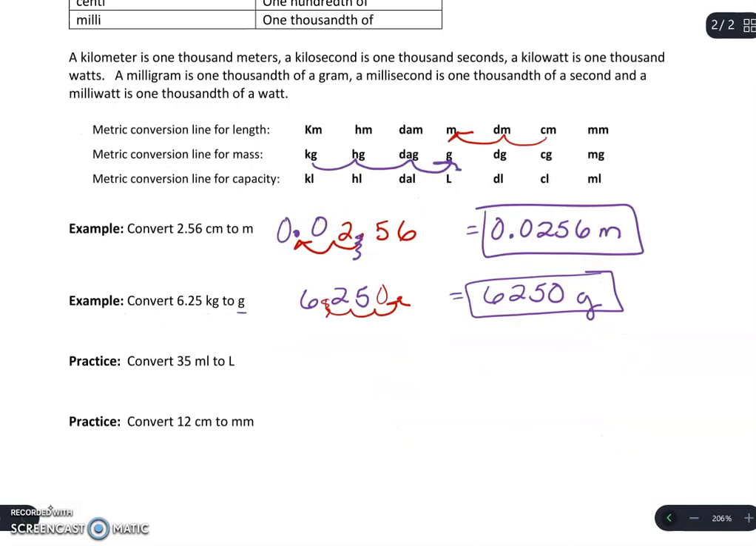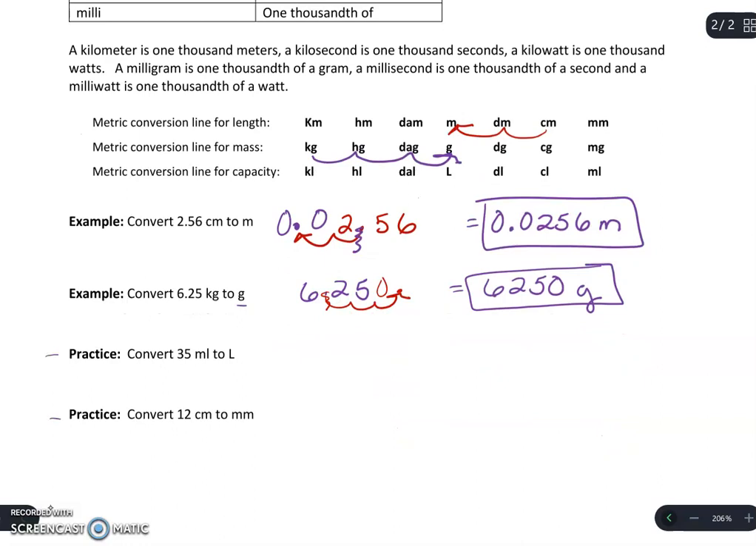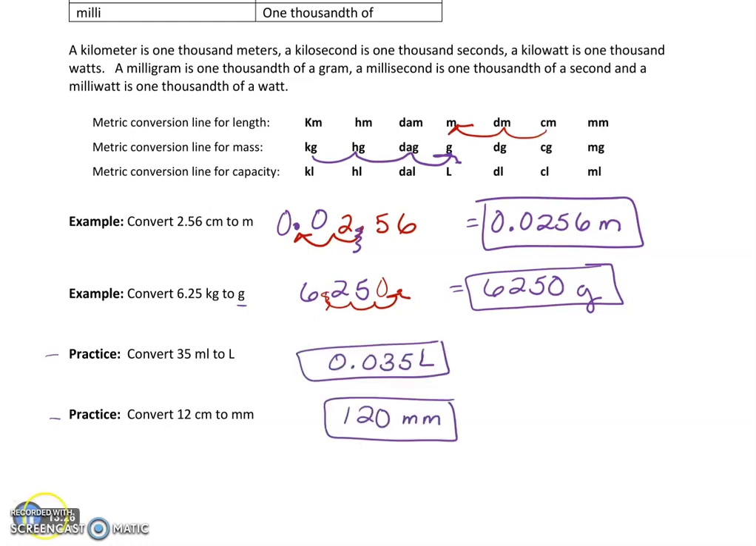There's 2 practice problems to do to refresh on. Go ahead and pause the video and then check back for the answer. So the answers to those are 35 milliliters equals 0.035 liters, and 12 centimeters equals 120 millimeters.